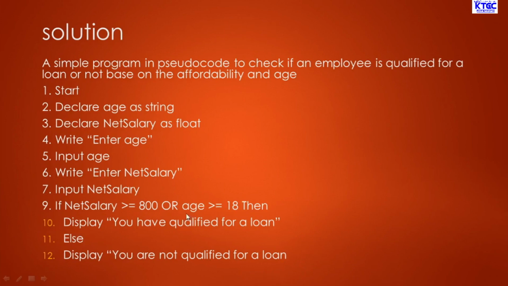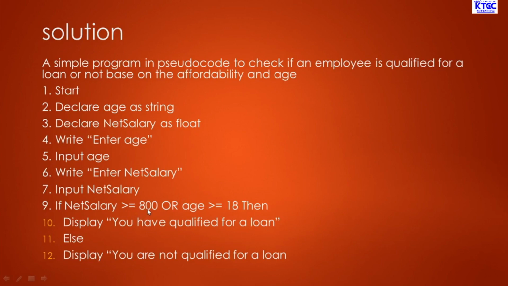So you can see that we use the OR operator to join these two conditions. If there were no OR operator, I would have written one if statement: if net salary is greater or equal to 800, then if age is... So you see that we just use the OR to join the two. That is the powerful nature of the OR operator.